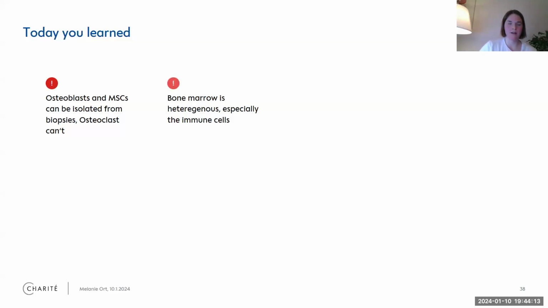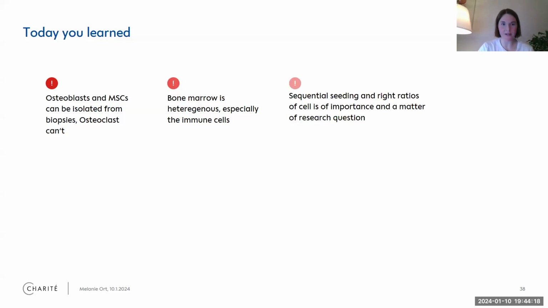Hopefully today you learned or somewhat understood that osteoblasts and mesenchymal stromal cells can be isolated from biopsies that we get from surgeries, but osteoclasts cannot. That bone marrow is heterogeneous, especially immune cells. That when you seed your bone marrow chip or your bone chip, the order that you seed the cells in and the right ratios actually matter, because you learned from Nina that if you add osteoblasts and MSCs prior, your osteoclasts will not differentiate.